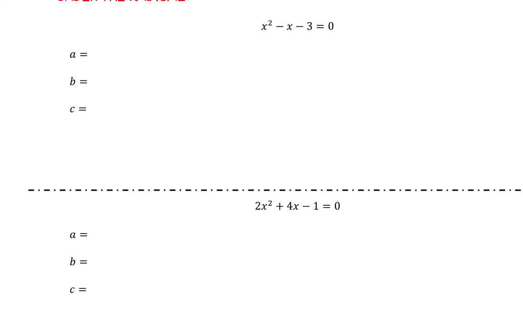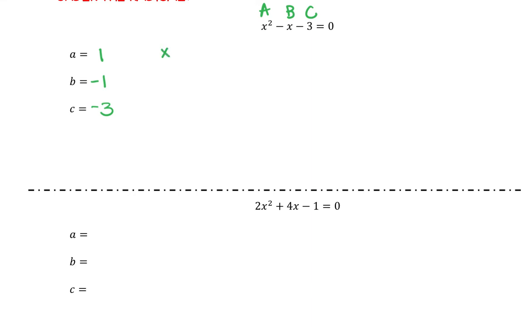All right, so first thing we're going to do is to label our A, B, and C. So this is my A, this is my B, this is my C. And I'm going to put those numbers over here. So A is 1, B is negative 1, and C is negative 3. All right, go ahead and substitute those into your quadratic formula.